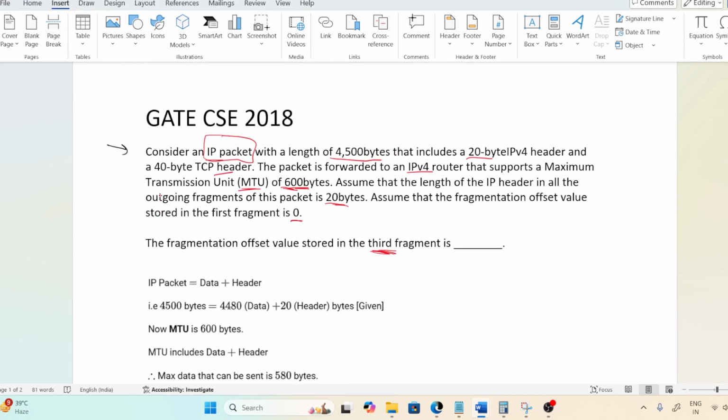Now we are having the IP packet of 4500 byte. This is my IP packet. It is the size of 4500 byte, which is having 20 byte of IPv4 header. So this packet is having some header, and it is given in the question as 20 byte. Now this packet has to be transferred. It also has the 40 byte of TCP header, but here we are dealing with the IP packet, so we don't have to worry about the TCP. It is going through the router which has the 600 MTU, and the initial fragment offset value is 0.